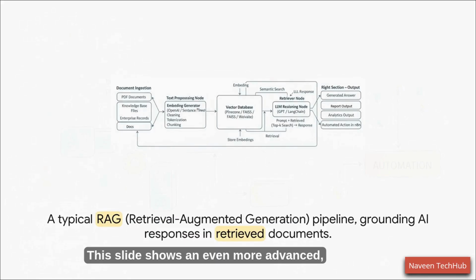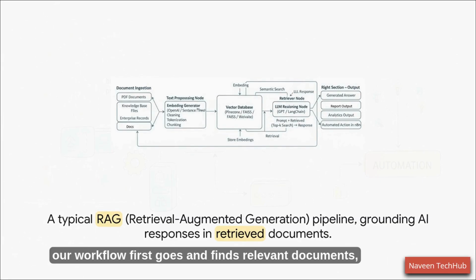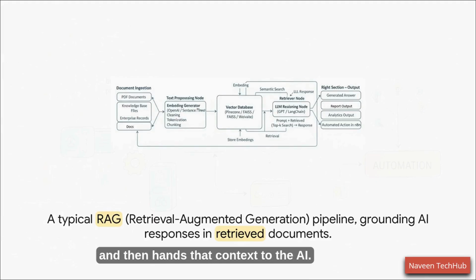This slide shows an even more advanced and incredibly powerful idea. We can build what's called a retrieval augmented generation, or RAG system. Basically, instead of just letting the AI make stuff up, our workflow first goes and finds relevant documents from a knowledge base, your CRM, wherever, and then hands that context to the AI. This grounds the AI's response in actual facts, which is absolutely critical for any serious business use case.